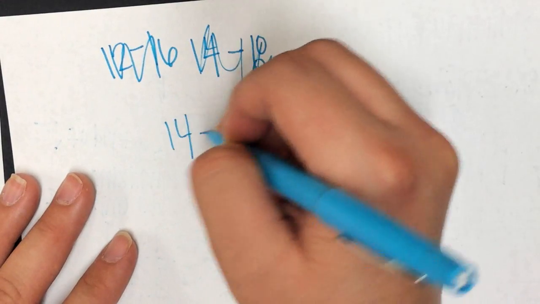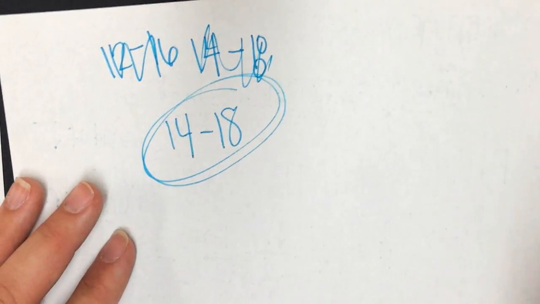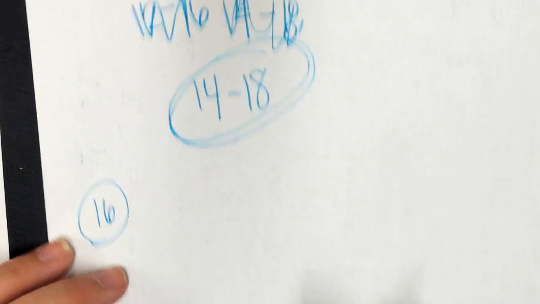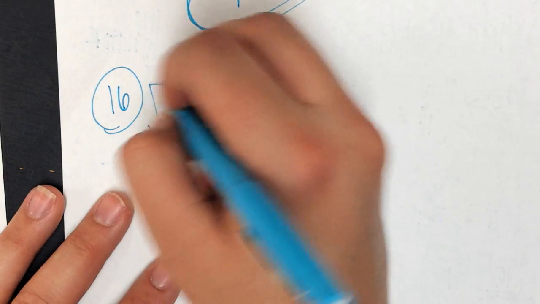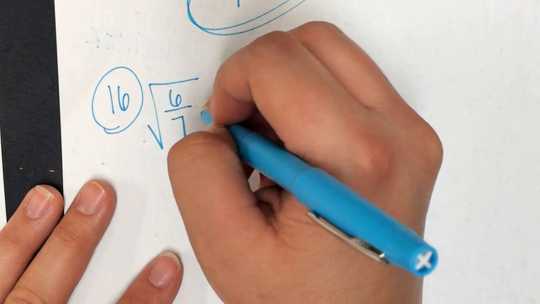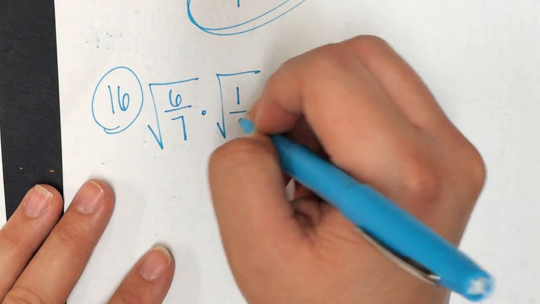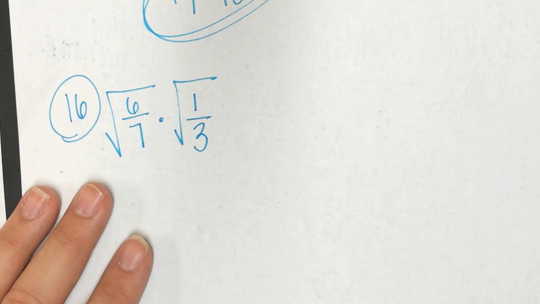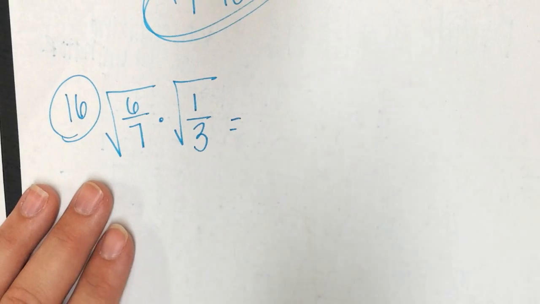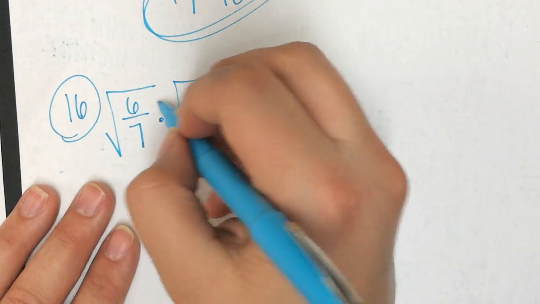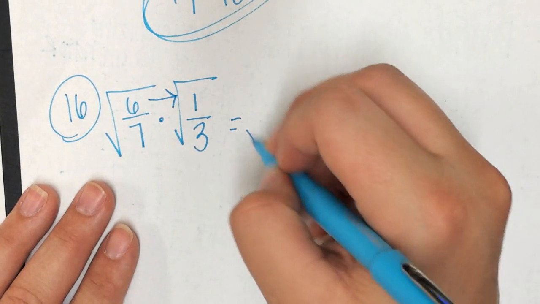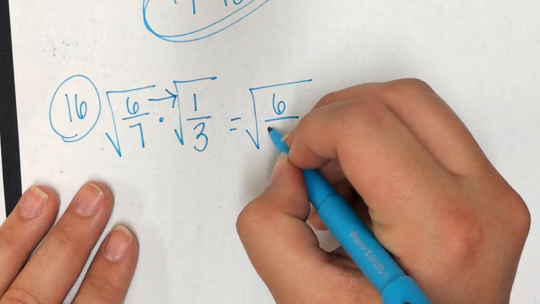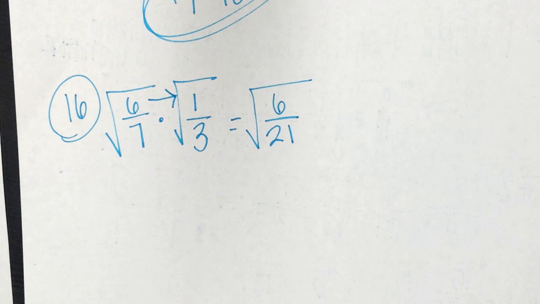Okay, but very quickly, I wanted to help you set up one of these. You're doing 14 through 18. Let's look at number 16. You have the square root of 6 over 7 times the square root of 1/3. You can rewrite this. You can multiply straight across. So what's 6 times 1? And 7 times 3? Okay, that's how you can set that one up.